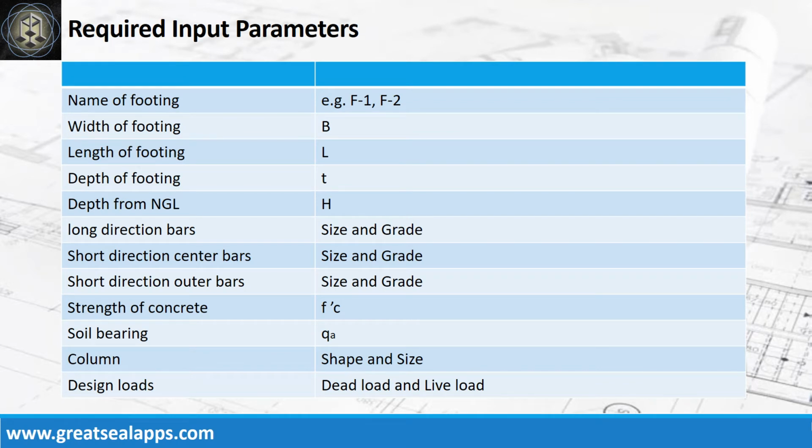Enumerate input parameters required. Name of footing like F1, F2, width of footing, length of footing, depth of footing, depth from natural grade line, long direction bars with size and grade, short direction center bars with size and grade, short direction outer bars with size and grade, strength of concrete, soil bearing capacity, column shape and size, and design loads.